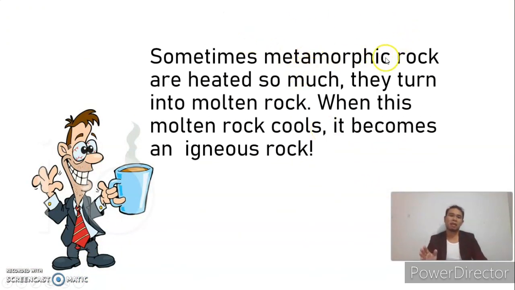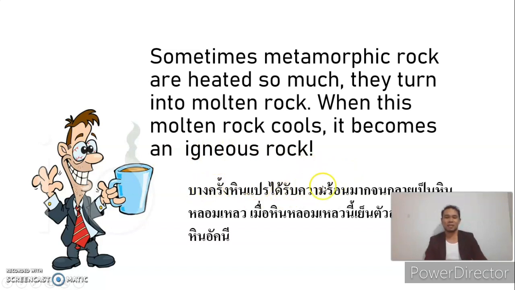Sometimes metamorphic rocks are heated so much they turn into molten rock. When this molten rock cools, it becomes an igneous rock. Yes, sometimes metamorphic rocks are heated so much they turn into molten rocks. When this molten rock cools, it becomes an igneous rock. That's right. Okay, you can read this one.